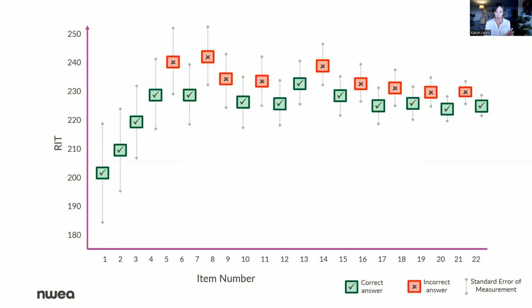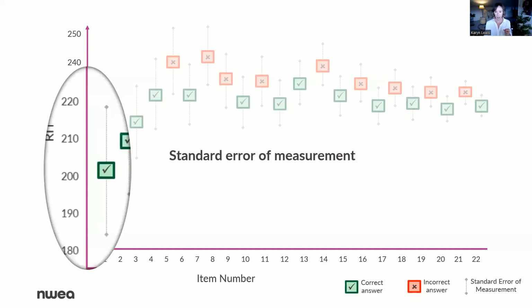Well, now in this graph, I've added another layer of information. So notice that for each item and its response, we now have a gray vertical bar extending above and below. What that bar is capturing is the standard error of measurement, or SEM. Let's talk about what an SEM is and what it indicates. Measurement is always imperfect. Different sources of noise will always keep us from perfectly estimating a student's true ability level. What we do with the SEM is use it to get a sense of how noisy that estimate is.